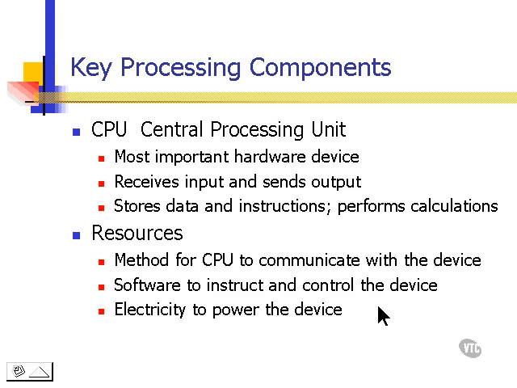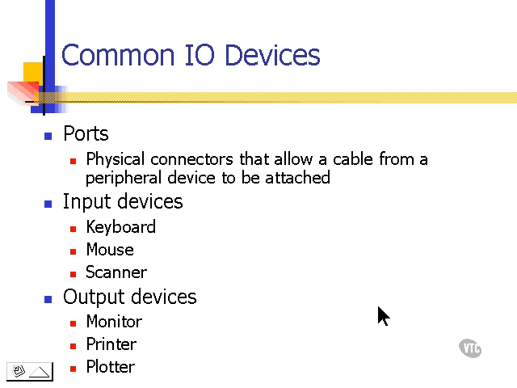Common input-output devices include ports, which are physical connectors that allow a cable from a peripheral device to be attached. Input devices like keyboards, mice, or scanners, and then output devices like monitors, printers, or plotters.